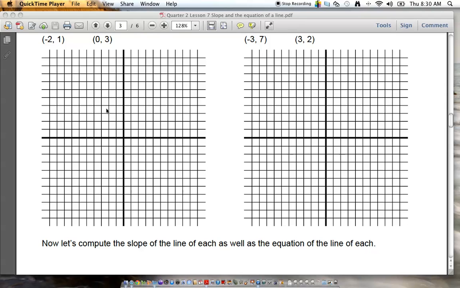Yesterday, so at least this will help us. Okay, the easiest way to do this by far is to draw it. So here's (-2, 1). And this is (0, 3).